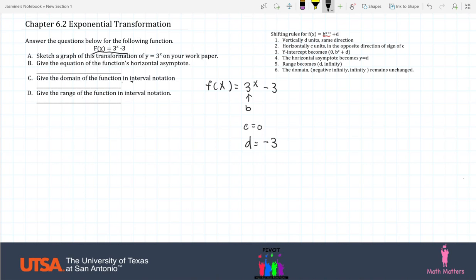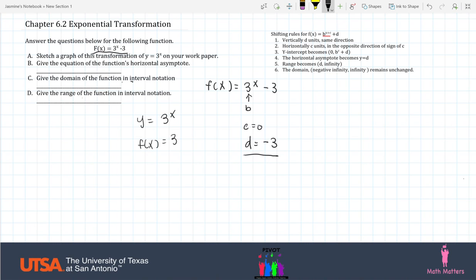And then rule number 4 says that the horizontal asymptote becomes y = d. In this case, our d is going to be negative 3. And then the range becomes d to infinity. And the domain is still the same, so negative infinity to infinity.